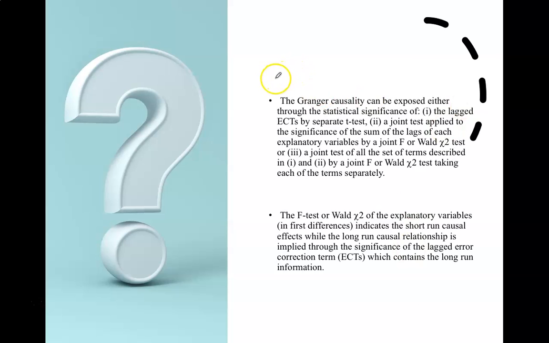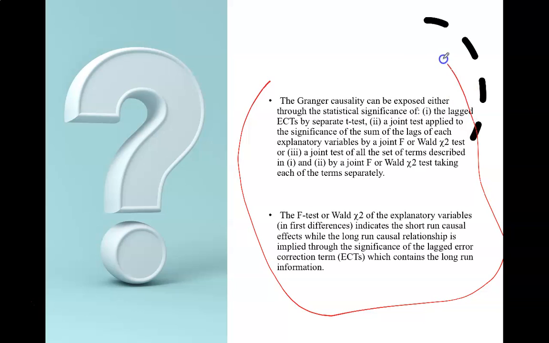So this part of it is actually from the Masih article, and the authors are Masih and Masih. One is his son, so it is a father and son article. So the Granger causality can be exposed either through statistical significance of the ECT, a joint test in terms of the error term, or the set of the terms described in number 1, or by F test or Wald test, taking it separately. This one is actually just a testing. It's more on how the mechanics behind EViews doing the estimation.